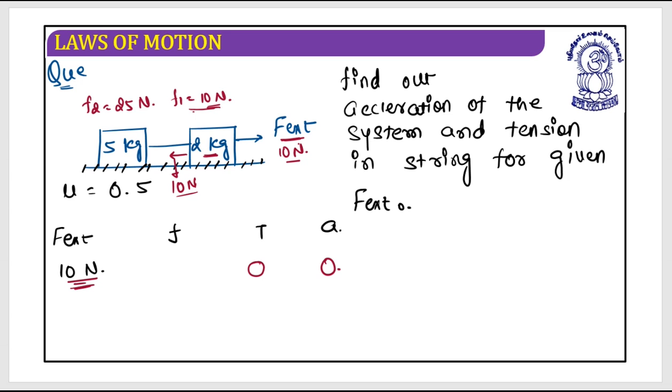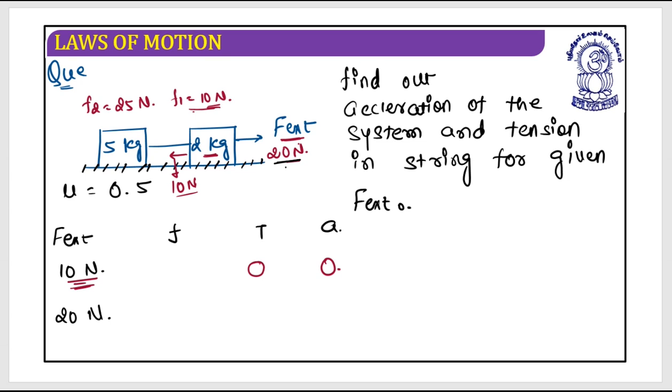Now suppose I change this to 20 Newton, that means the external force is 20 Newton. What would be the situation? Now let's look. This is 20 Newton. A total of 20 Newton of force is there.